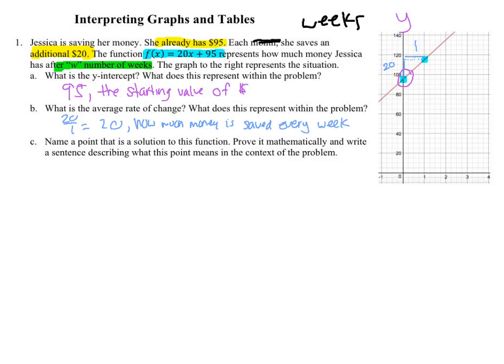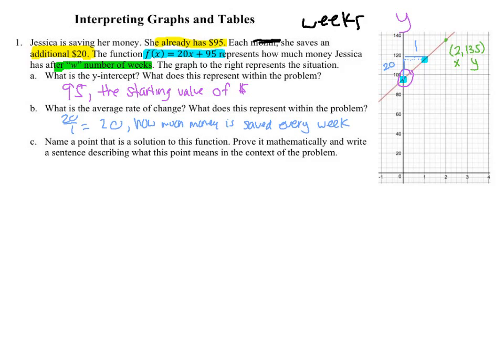Alright, last but not least, name a point that is a solution to the function. So a solution to the function needs to be on this red line. So let's say I choose this point right here. That point is going to be (2, 135). Now we need to prove it mathematically and write a sentence describing what the point means. So to prove it mathematically, my x value is 2, my y value is 135.